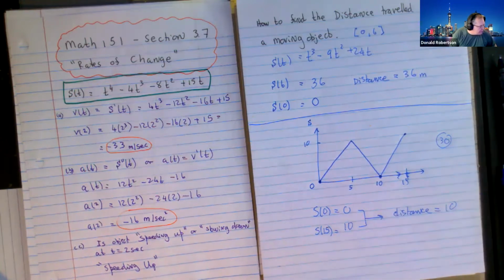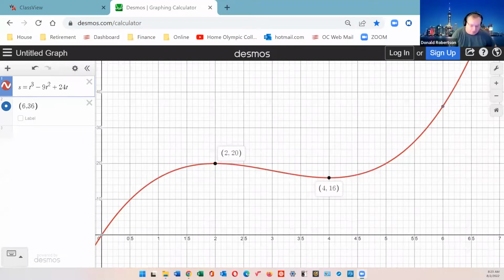Now that we've got this thing sorted out, you can use Desmos. You're looking at a Desmos picture of t cubed minus 9t squared plus 24t. Our question is, what's the distance you traveled in the first 6 seconds? That's what the question was. It's one of the homework questions. What was the distance traveled in the first 6 seconds?